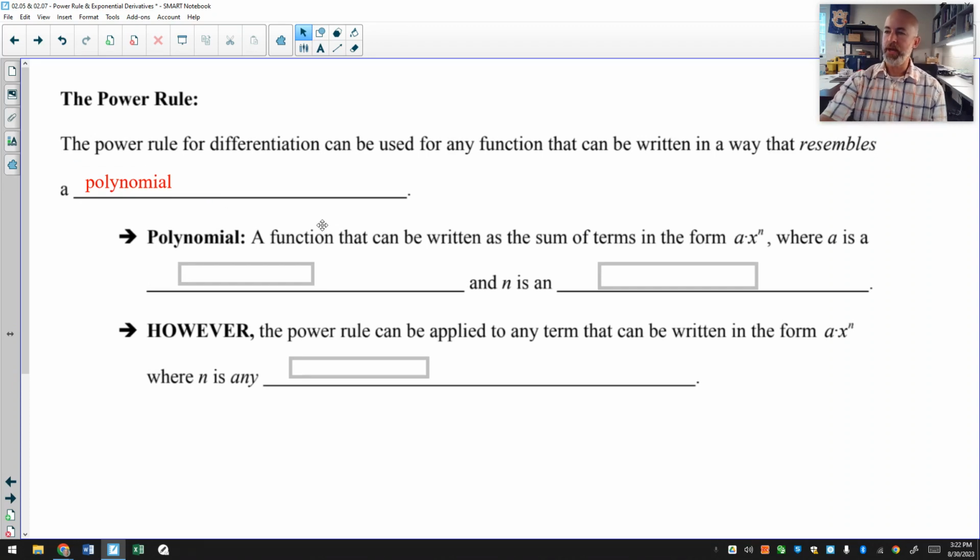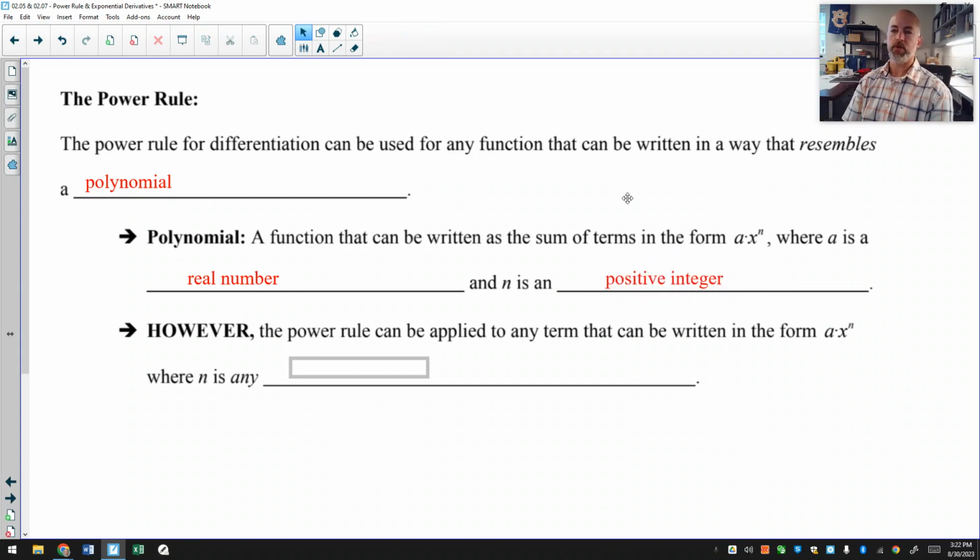Just to remind you what a polynomial is in its strictest definition, it is a function that could be the sum of terms in the form of a times x to the n. A is any real number. It could be a fraction. It could be irrational. It could be rational. Any real number. N is a positive integer, also known as a whole number. So that is strictly what a polynomial is. N must be a positive integer.